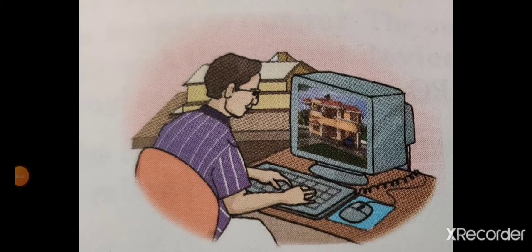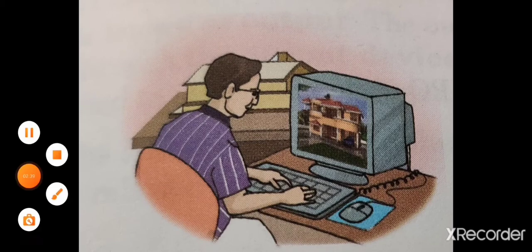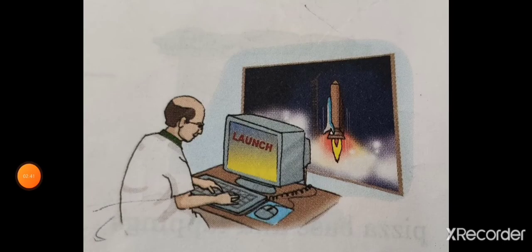Computers are used even to design the buildings, aeroplanes, clothes, etc. See, the person in front of you is designing a building on a computer. Even scientists use the computer. They use it in their research. They also use it for launching satellites, weather forecasting, etc. In all these cases, computer has been used very nicely.